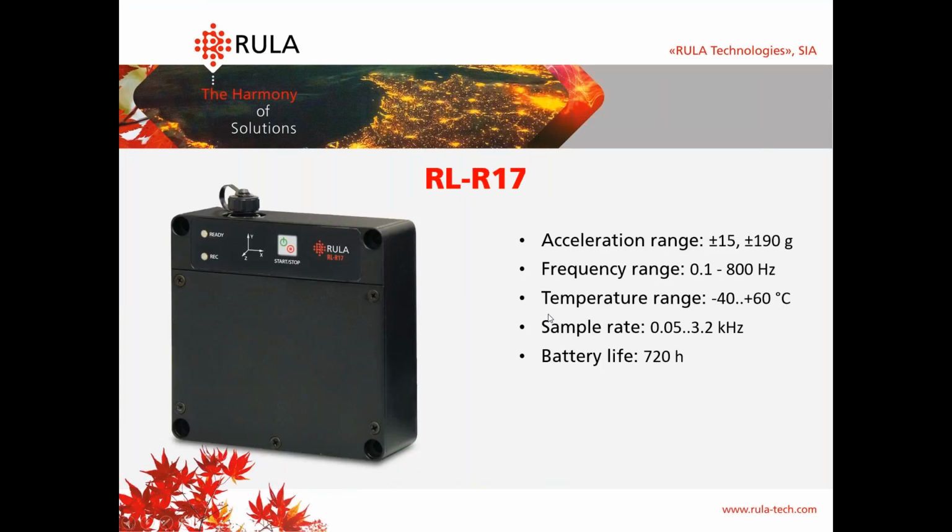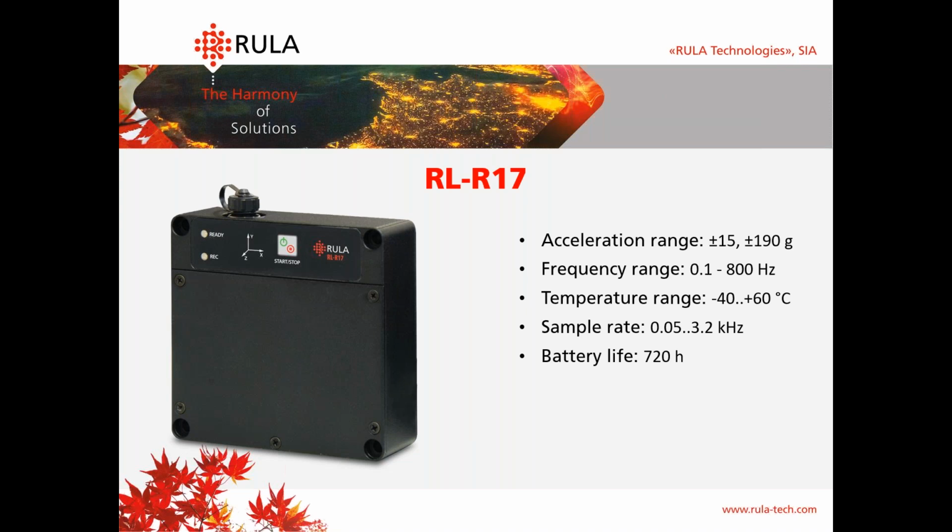Now let's talk about our shock recorder RLR17. It has two different types of acceleration measuring. It can work at plus minus 15 G and plus minus 190 G. Also, it has a frequency range, which is shown on the graph. Also, it can measure temperature. It has a wide range. And you can see that its battery life is rather high.